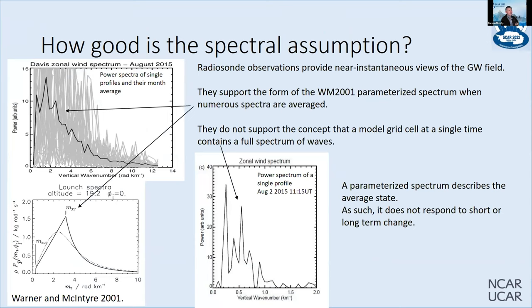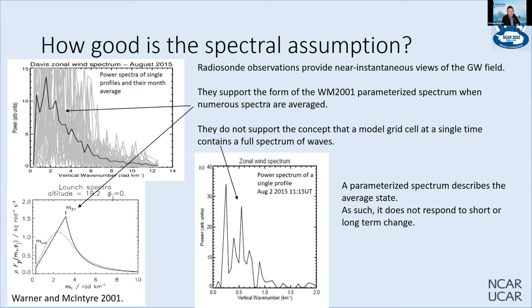So how good is this spectral assumption? We can check this with radiosonde observations similar to the ones that Tracy spoke about in her talk, because they provide a near instantaneous view of the gravity wave field. Now these radiosonde observations support the form of the Warner-McIntyre spectrum when numerous spectra are averaged. This top left panel shows the average of a month's worth of radiosonde spectra, and that agrees fairly well with the Warner-McIntyre form, but they don't support the concept that a single model grid cell at a single time contains a full spectrum of waves.